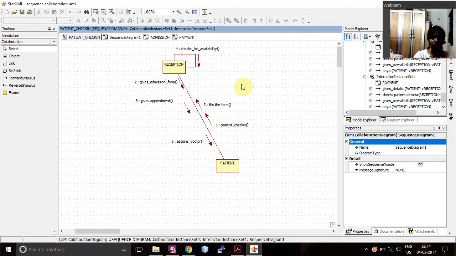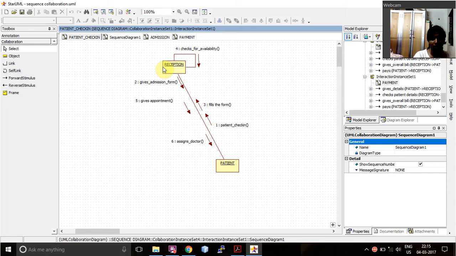So first of all, for my patient check-in, here as you can see, these are my objects, and these are my messages, and these show the direction as to how my objects communicate. And unlike a sequence diagram, a collaboration diagram doesn't have a timeline. That is the basic difference between both of them. Rest all of the things are totally similar.